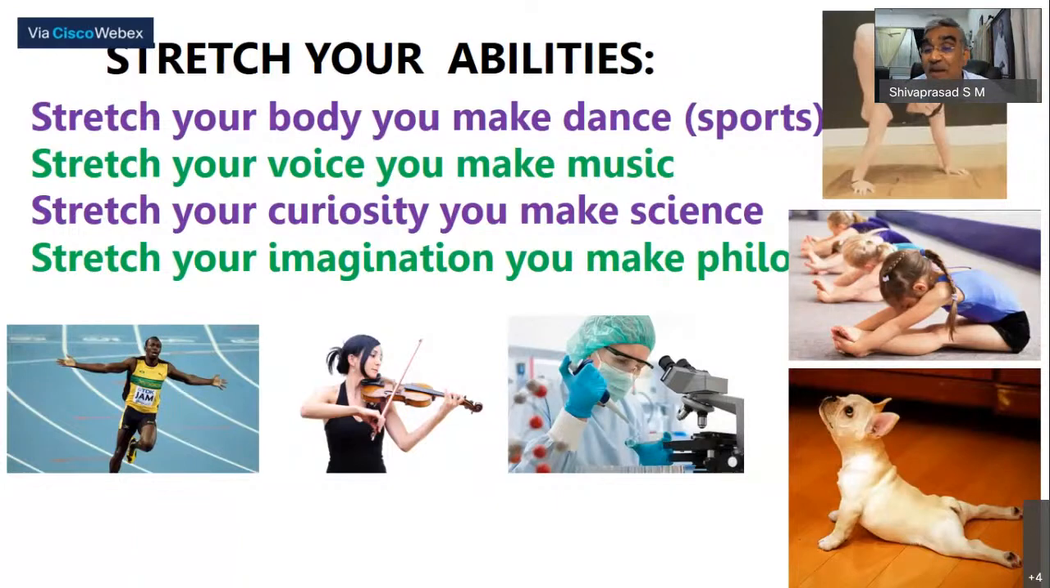Now, if you stretch your imagination, then you become a philosopher. So ultimately, everything becomes a philosophy. And that is why every degree, whether you do commerce, physics, chemistry, everywhere, ultimately PhD is called Doctor of Philosophy. And that we need to know. It's not given as Doctor of Physics, Doctor of Chemistry. It's all Doctor of Philosophy, because all knowledge merges into what is called philosophy.